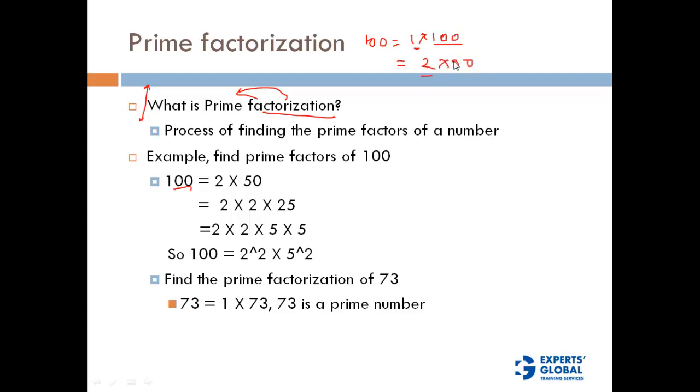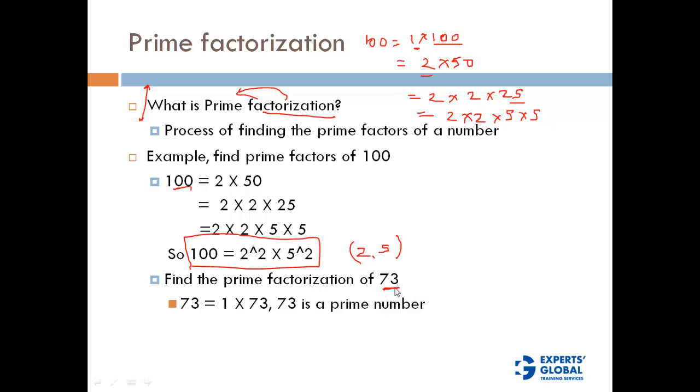So 2 is prime, fine. Is 50 prime? No, it is not prime, so let's split it further. So 2 into 2 into 25, correct? Now I split 50 further. 25 is also not prime, so I keep splitting: 2 into 2 into 5 into 5. Correct? Now all the numbers are prime. So I end up getting 100 as 2 raised to 2 into 5 raised to 2. This process is called prime factorization, and 2 and 5 are called the prime factors of 100.